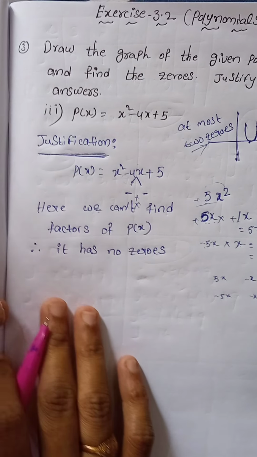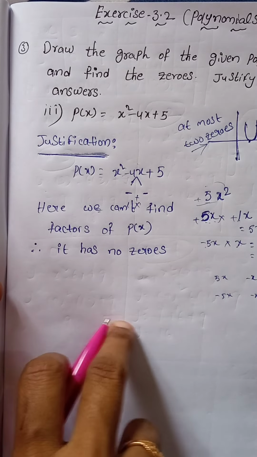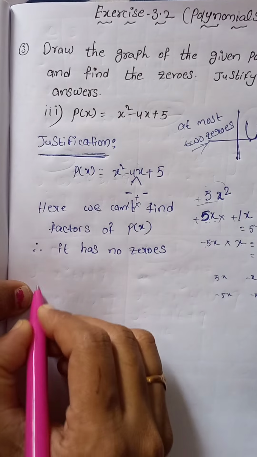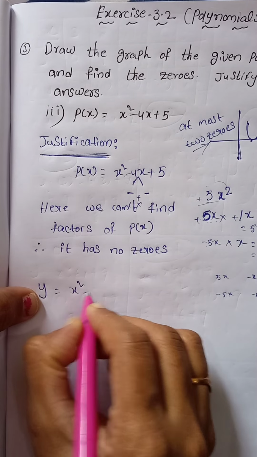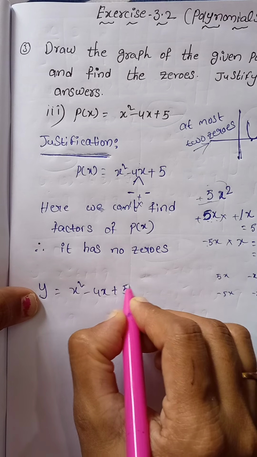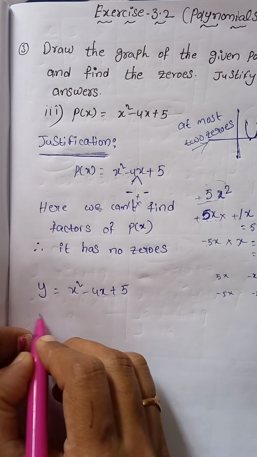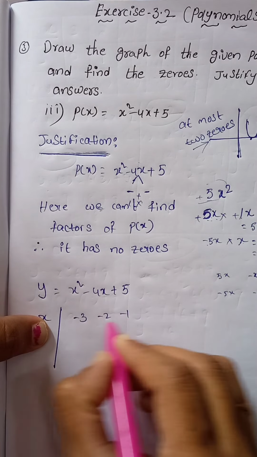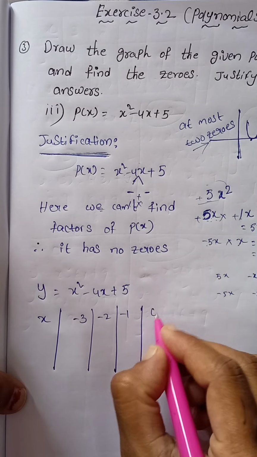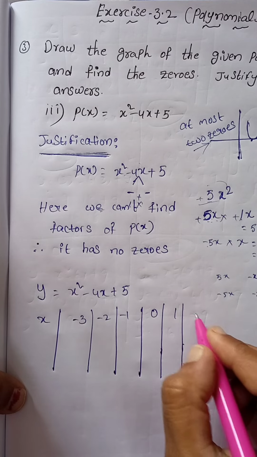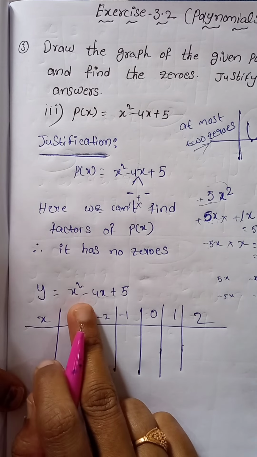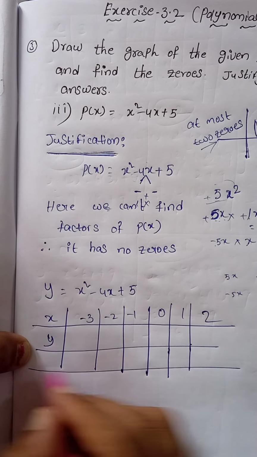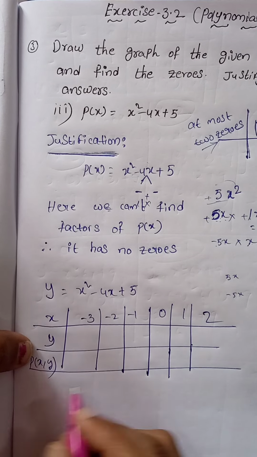Let's see what happens in this graph. To draw the graph, we need to find x and y values. Let us assume this given polynomial as y. y equal to x square minus 4x plus 5. To draw the graph, we need to find x and y values. So let us take some different values of x. Suppose minus 3, minus 2, minus 1, 0, 1 and 2. By substituting these x values in the given polynomial, we get y values.